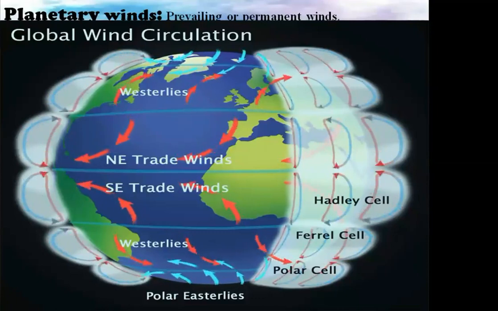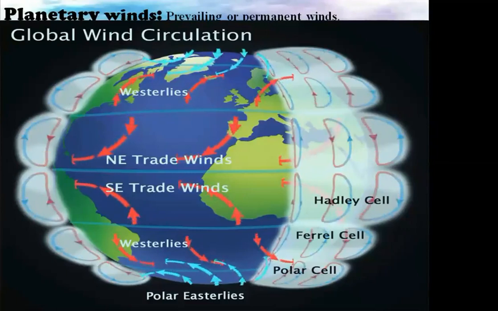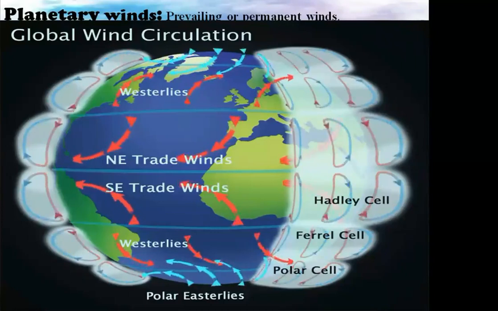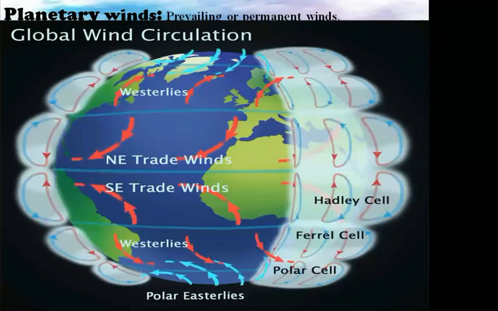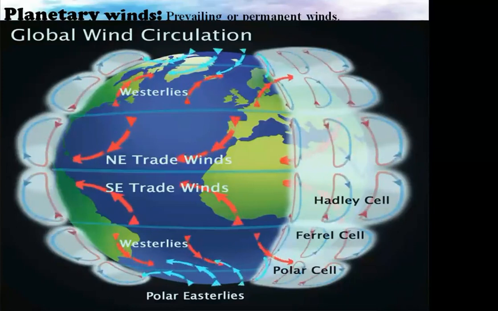Westerlies. In the northern hemisphere, they blow from the southwest direction, so they are known as southwesterlies. And in the southern hemisphere, they are known as northwesterlies. Polar easterlies blow from the polar high pressure to the subpolar low pressure belts. They are known as polar northeasterlies in the northern hemisphere and polar southeasterlies in the southern hemisphere.